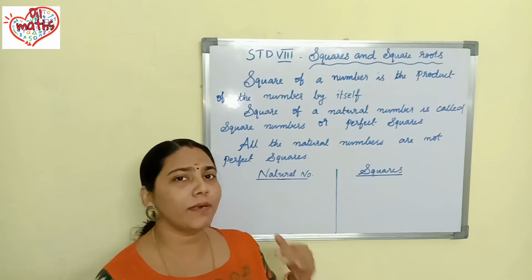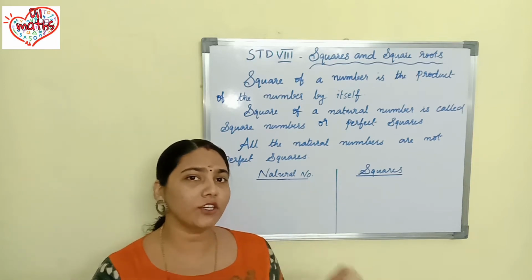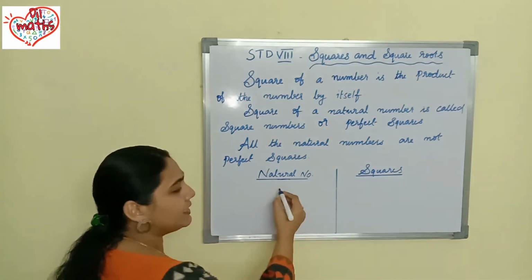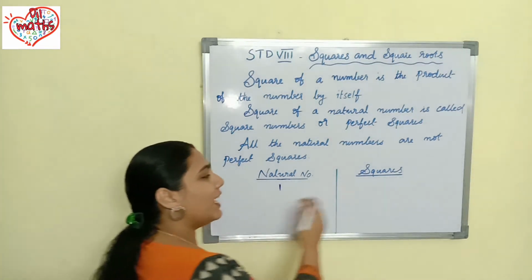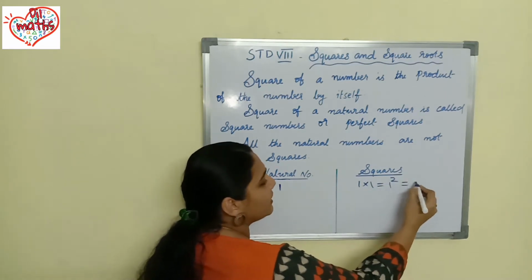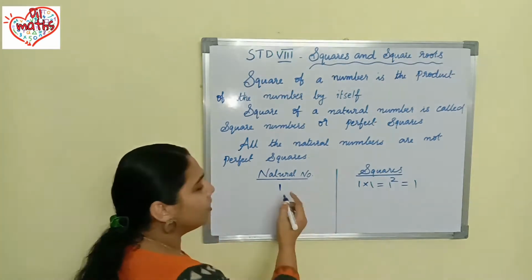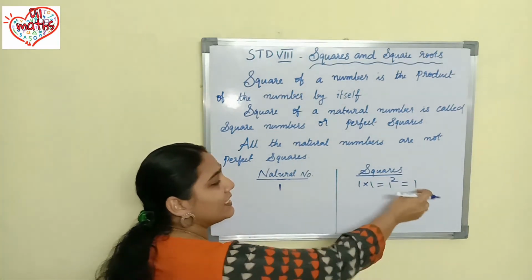Example, if you are multiplying 2 by 2, what will you get? 2 2s are 4. Then 2 square is equal to 4. Okay. First I am taking natural number 1. And what is the square of that? 1 into 1, that is equal to 1 square. Then if you are multiplying 1 by 1, what will you get? 1. So this 1 square is 1.